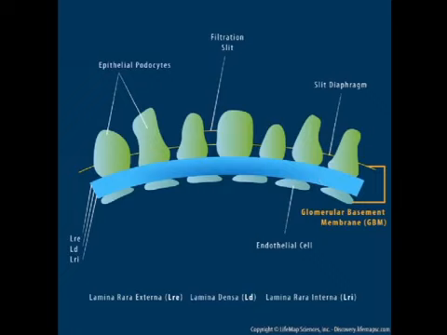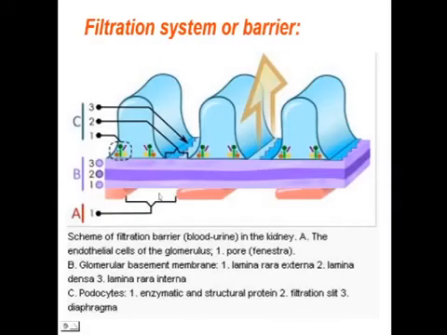In children, the thickness of GBM is only 150 nanometer, but in adults it is much thicker and has an average thickness of 300 nanometer. It is a continuous, uninterrupted layer showing no gaps or pores. Electron microscope shows that the glomerular basement membrane consists of 3 layers: the lamina rara externa, the lamina densa and the lamina rara interna.